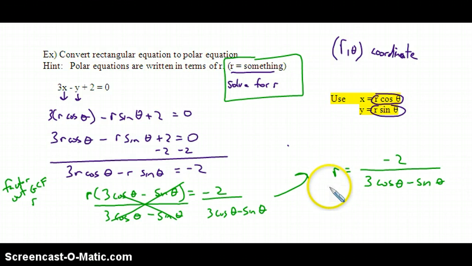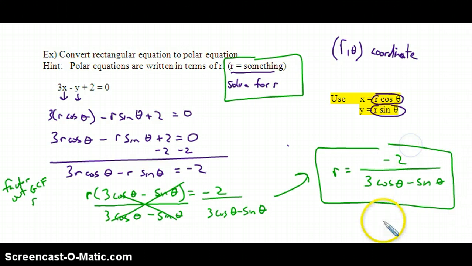Okay, so again, that was my goal to keep in mind when you're trying to write a polar equation. It's usually r equals something. Rectangular equations, we usually solve for y so we can graph them. So rectangular equations, when you solve for y, you're done. Polar equations, when you solve for r, you are done. So that would be my answer here.